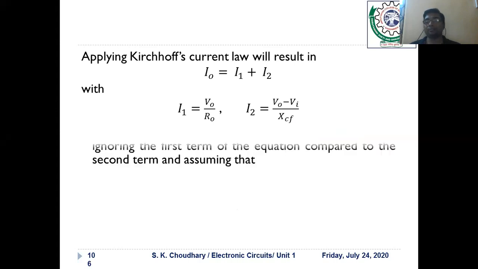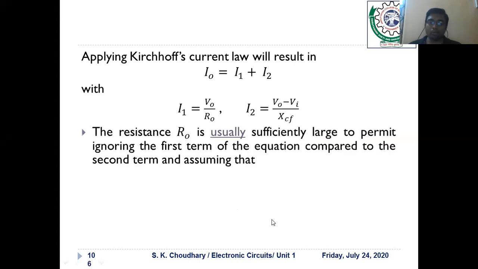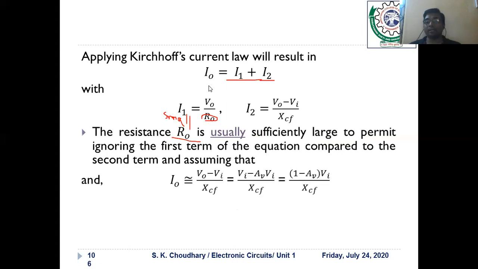feedback capacitor CF. And here I have told you that as per the MOSFET property, output resistance is very large. So if it is large, we can consider I1 to be very small, and we can ignore the effect of I1 in this particular equation. So I0 is now equivalent to I2. So I0 is equal to V0 minus Vi upon XCF.